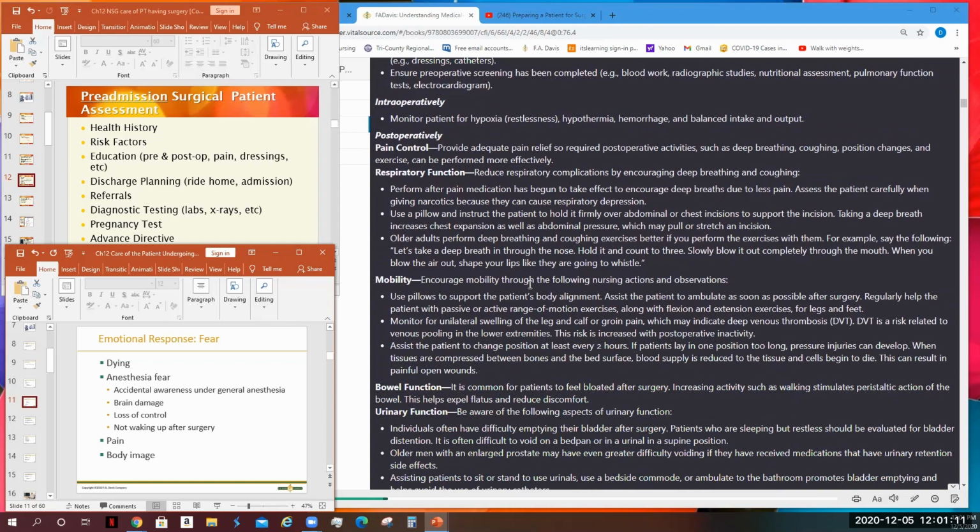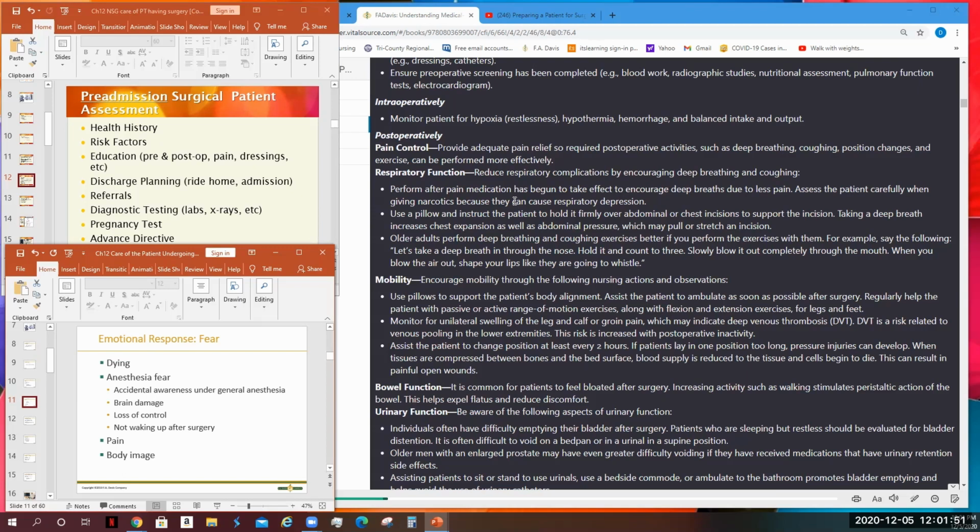Postoperatively, pain control. Provide adequate pain relief, so required postoperative activities such as deep breathing, coughing, position changes, and exercise can be performed more effectively. Respiratory function. Reduce respiratory complications by encouraging deep breathing and coughing. Perform after the pain medication has begun to take effect to encourage deep breaths due to less pain. Assess the patient carefully when giving narcotics because they can cause respiratory depression.